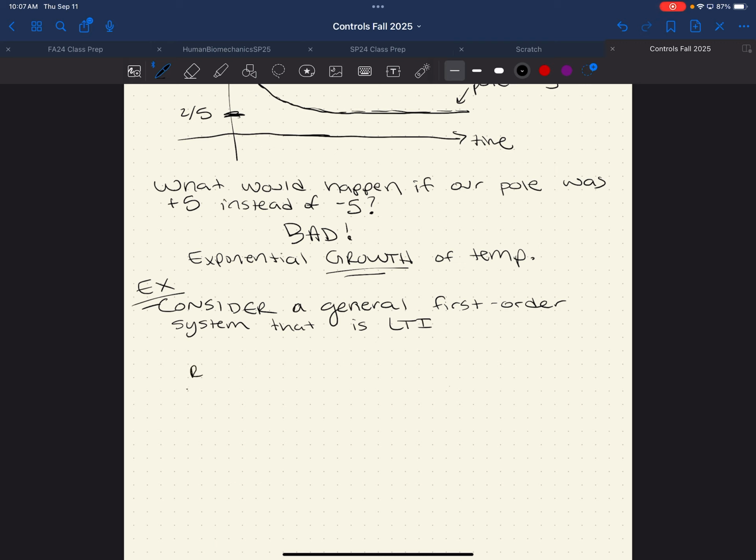We'll write it like this. We'll say, okay, with a first order system, I only get one pole. Otherwise, I'm multiplying an S times an S, and I'm not going to be first order anymore. So I can have something in the numerator, maybe a constant, and something in the denominator that's just a single pole. We'll call this G of S. We have some output C of S.